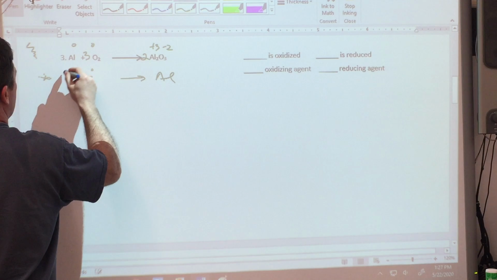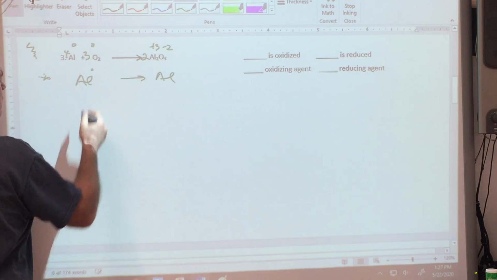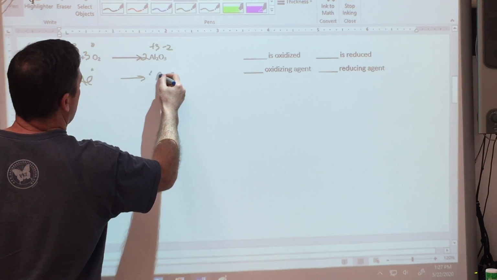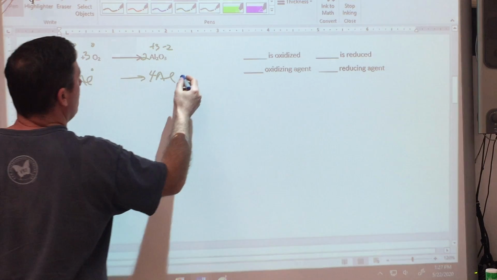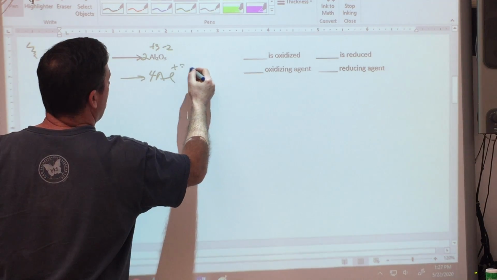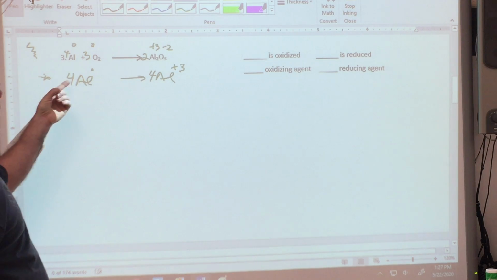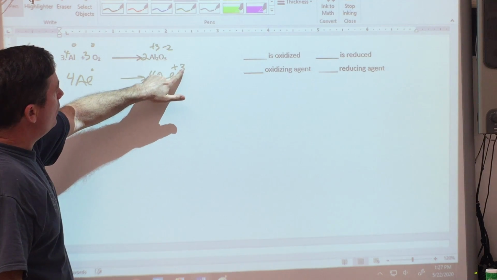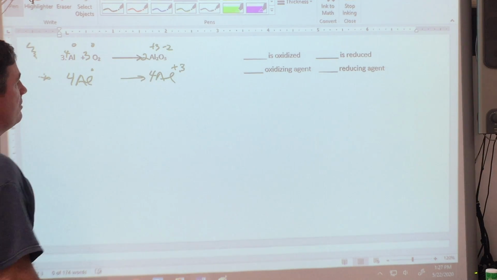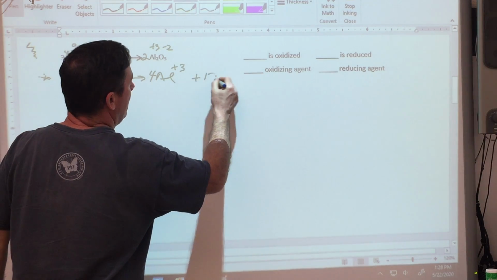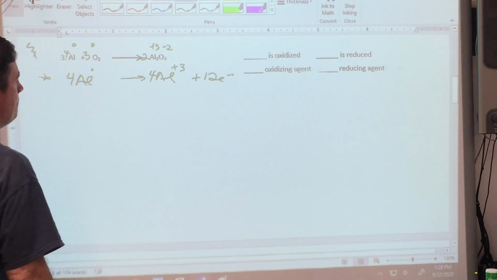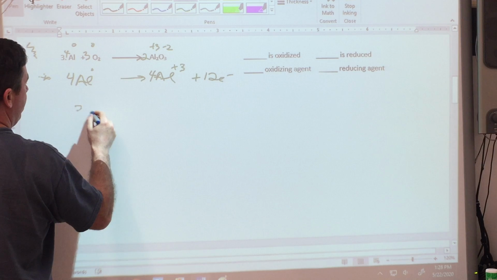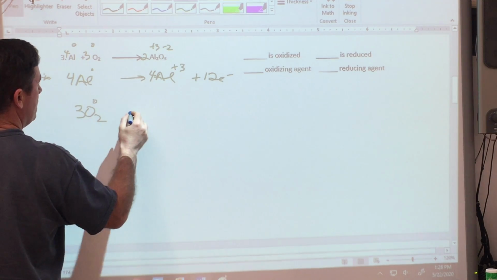Let's see if this works. Okay, so that's 4. 4 aluminums. These are 0. Each of these is a positive 3. Okay, so 4 aluminums, 0 charge over here. 4 aluminums, each of those is a positive 3. That's 12 positives. That means I need 12 negatives. All right. So oxygen, I've got 3 of them, 3 O2. Each of them is a 0.